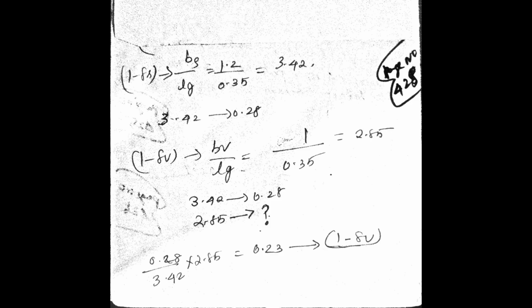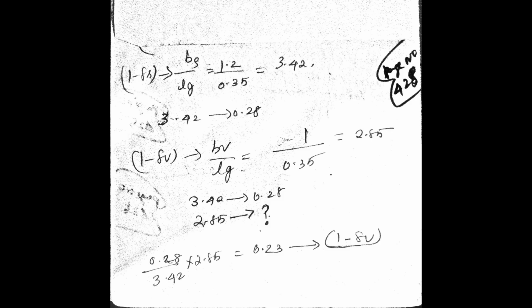1 minus del s is a function of Bs divided by Lg. 1.2 divided by 0.35 is equal to 3.42. 3.42 corresponds to 0.28. 1 minus del v depends on Bv divided by Lg, which is equal to 1 divided by 0.35, equal to 2.85. For the 3.42 value, 1 minus del s value is 0.28. For the 2.85 value, we find out the 1 minus del v value. 0.28 divided by 3.42 into 2.85 is equal to 0.23. That is the 1 minus del v value.